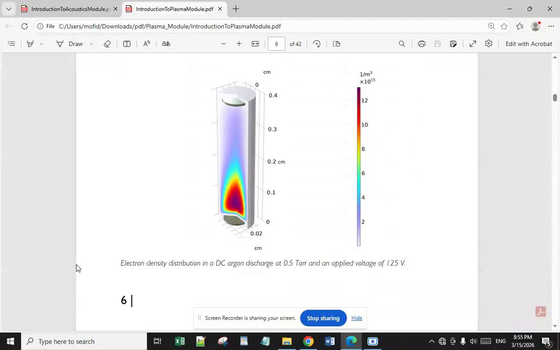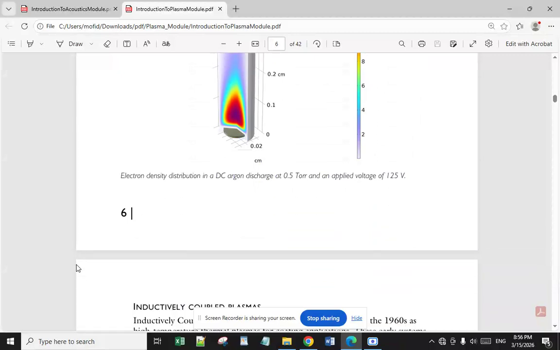The first figure shows electron density distribution in a DC argon discharge at 0.5 torr pressure and an applied voltage of 125 volts.